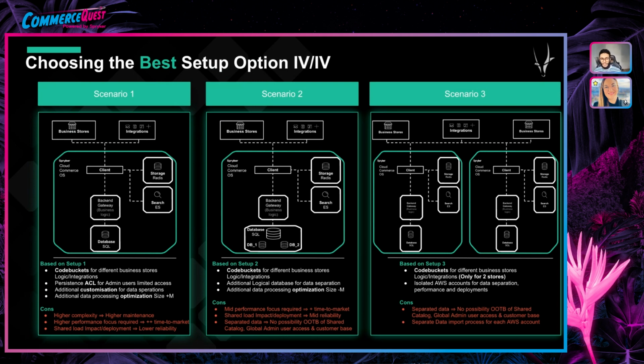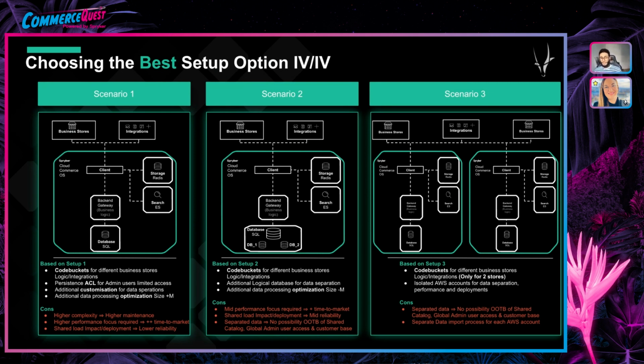So for the first scenario, you would actually go with this first setup. You have 1 shared database, storage, Redis, search, Elasticsearch. You would try to use the persistent ACL for admin users limited access. So for France, you will apply the persistent ACL feature from Spryker side for each entity so that it would only show the data per store in the back office. For the business logic separation, you would use the code buckets.